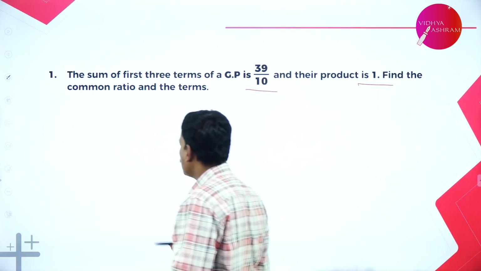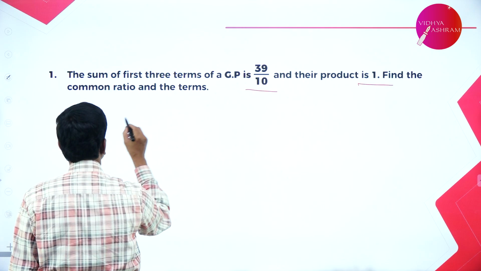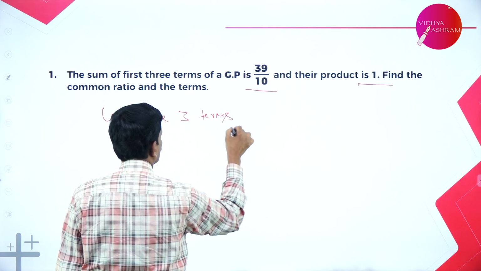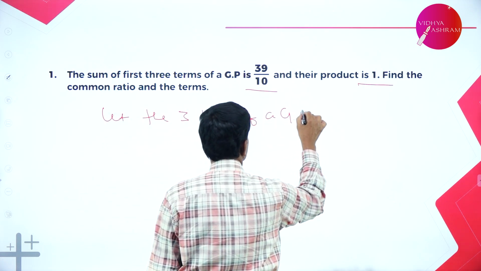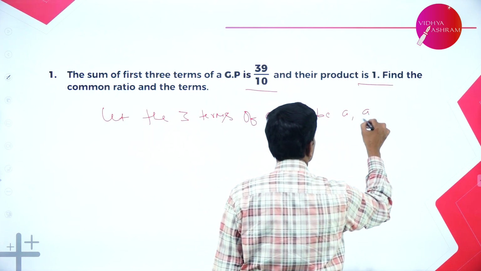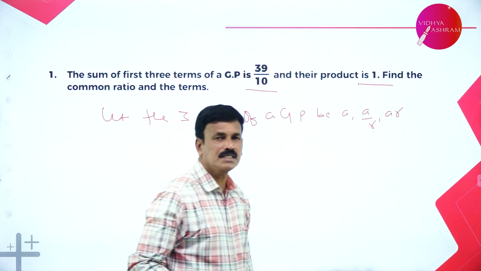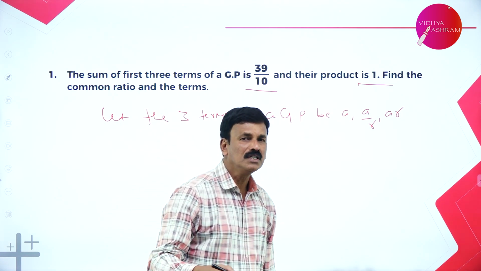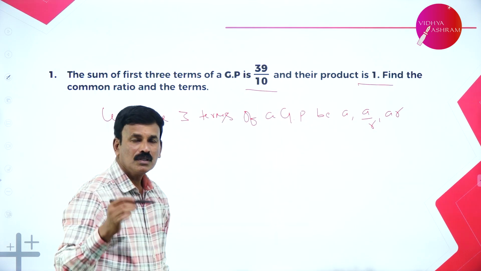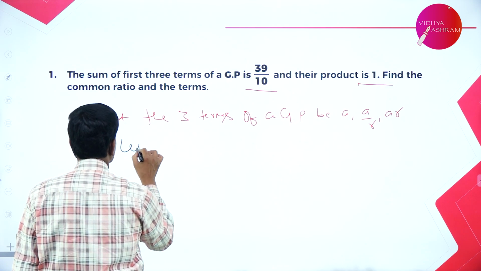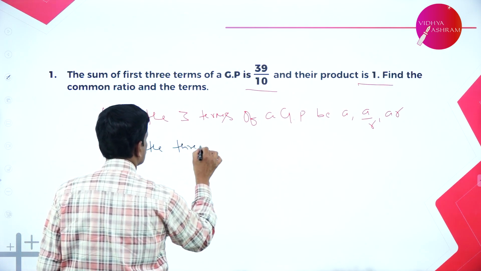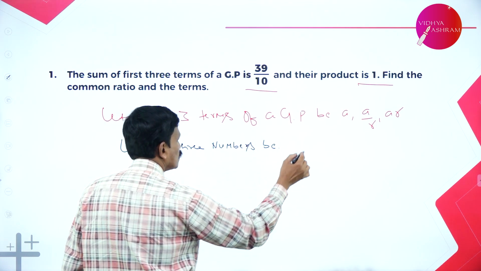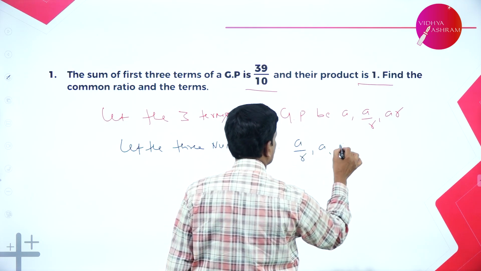Now, what is given? The sum of first three terms. Let the three terms of a GP be A by R, A, AR. Let us consider these are the three terms. What are the three terms? A by R, A and AR are the first three terms of a geometrical progression. Now, let us write in order. Let the three numbers be, write first A by R, A, then AR.